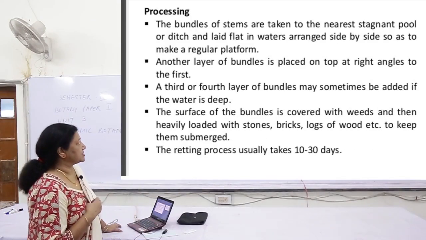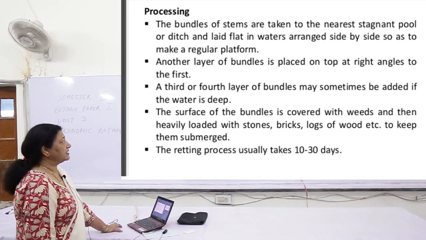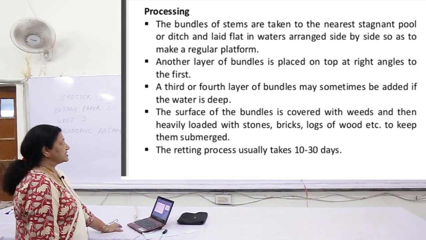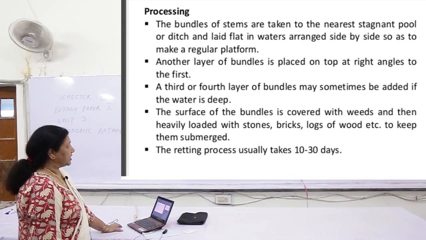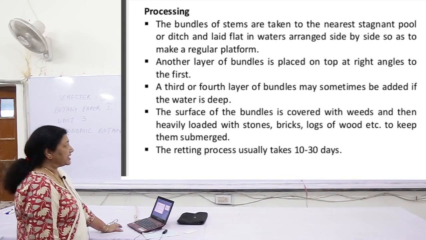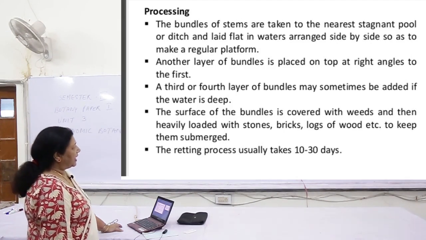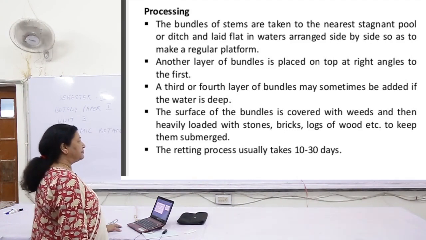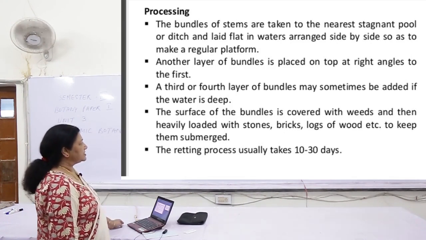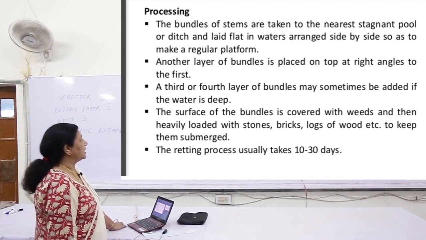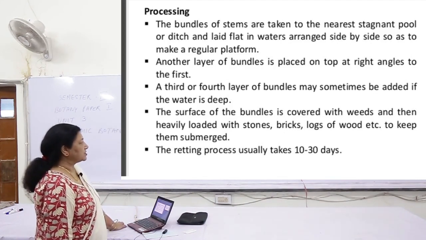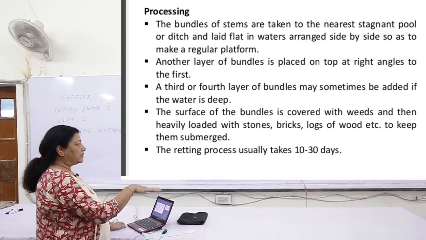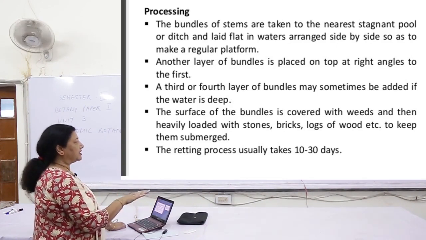Now, how do we process? The bundles of stems are taken to the nearest stagnant pool, and they are left there side by side so as to form a regular platform. Another layer of bundles is placed at right angles to the first one, and similarly the third and the fourth layers of bundles are put deep in water. The surface of the bundle is covered with weeds and then heavily loaded with stones, bricks and logs to keep them submerged. Submerged means they are put underwater so that they remain underwater for a long time.